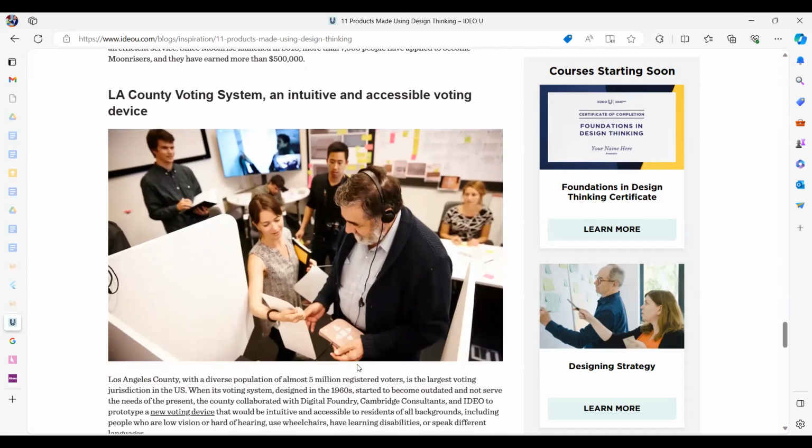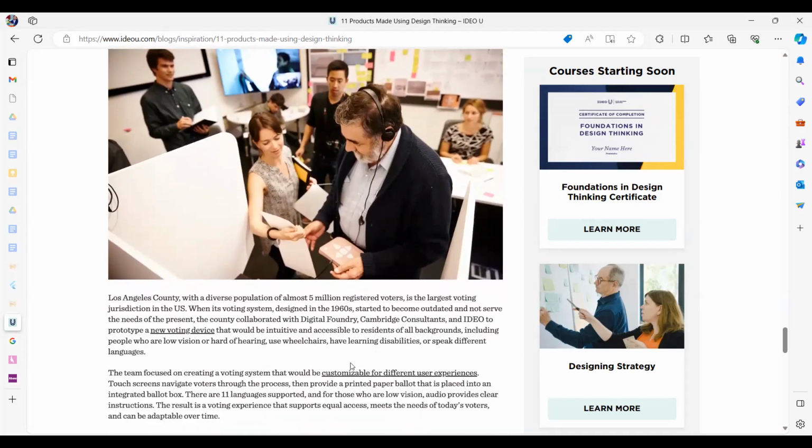Here's another one. LA County voting system, an intuitive and accessible voting device. This is about voting, right? Now in Sri Lanka, we still use pen and paper. India, it's completely digital. With 1 billion people, they can do digital voting. And it is very successful, right?